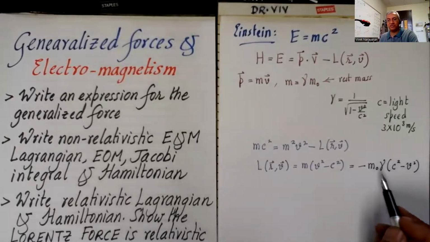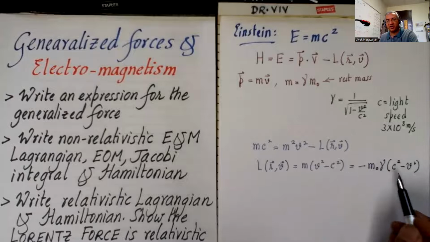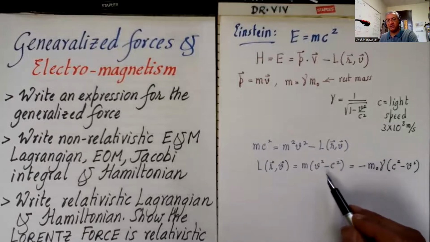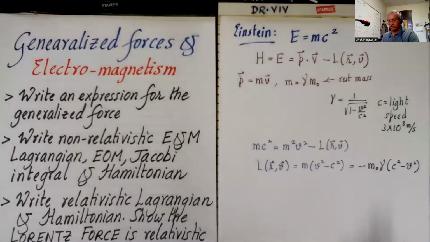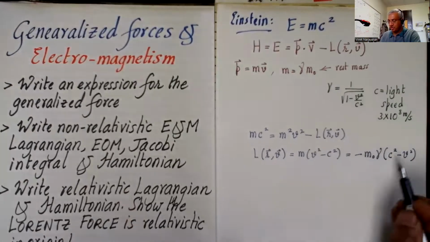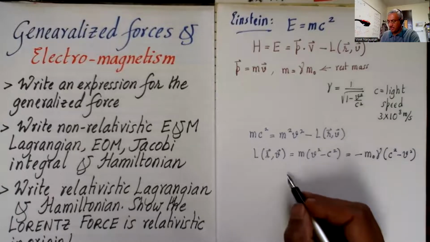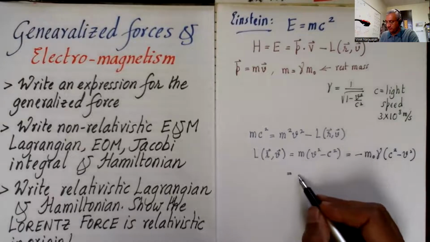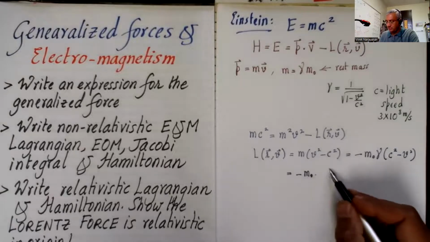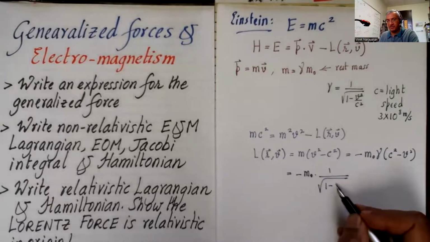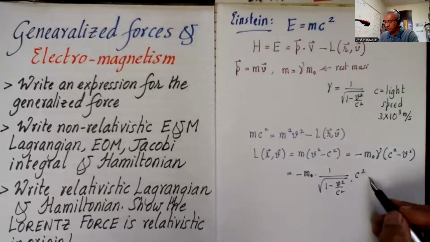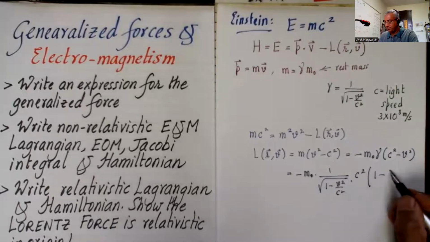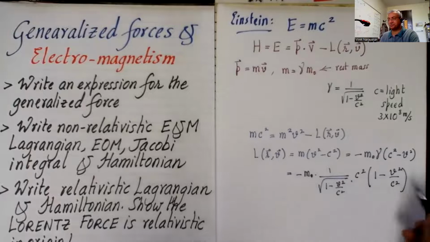Okay, all I've done here is taken the negative sign outside, interchanged the order of c squared and v squared, and written m as m naught times gamma using the rest mass. Now gamma is 1 over that. So what I can do here is write that down: 1 over the square root of 1 minus v squared over c squared. And here I'll take the c squared outside. So I get c squared times 1 minus v squared over c squared.